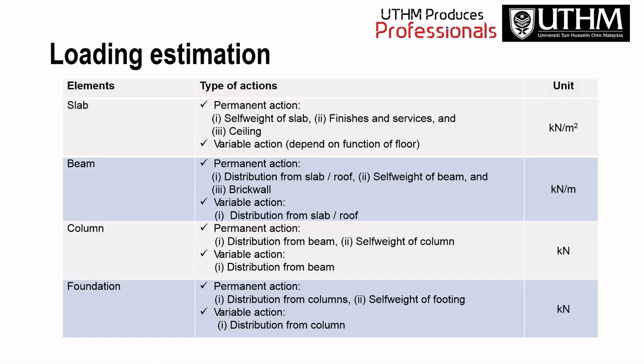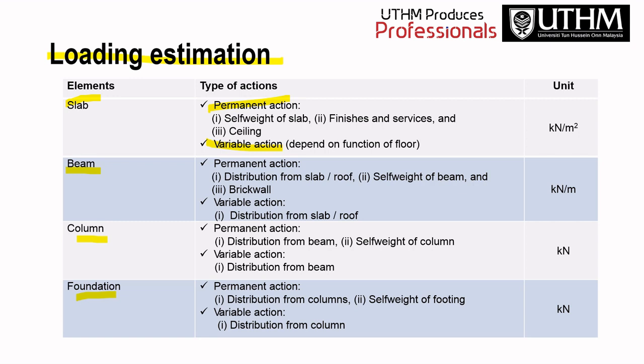Now we look at the loading estimations. For loading estimation, it is very important that you estimate the loadings adequately. We have a few elements here: the first is slab, then beam, then columns, and after that foundations. Normally we start with the slab. Most of the load is permanent load, which is the dead load, and also variable action, which is the live load. Permanent action means the load is permanent on it, and variable action means it varies, it is movable.